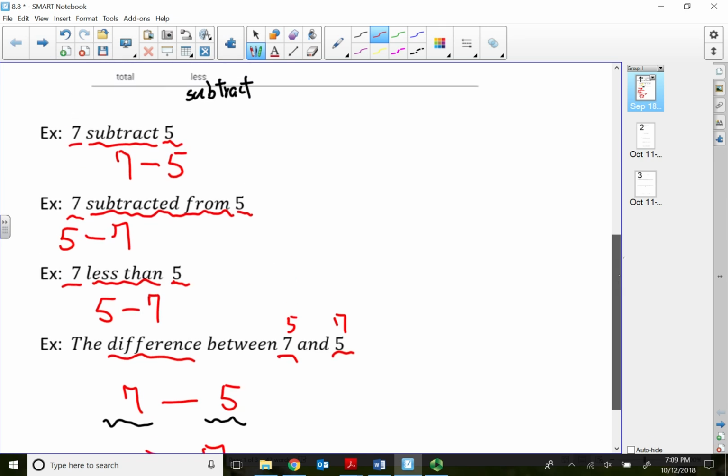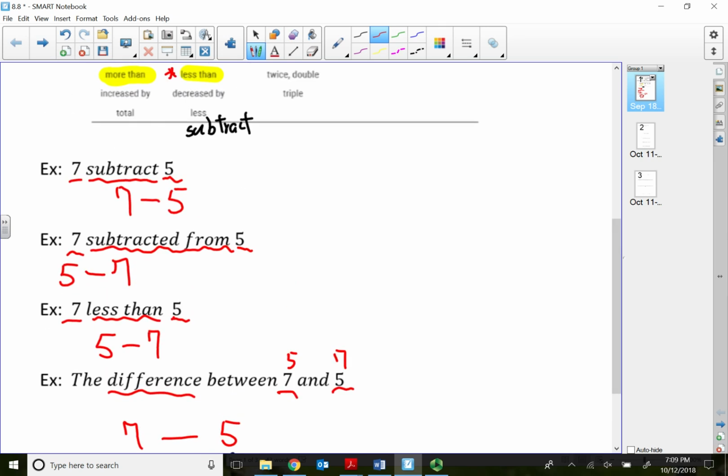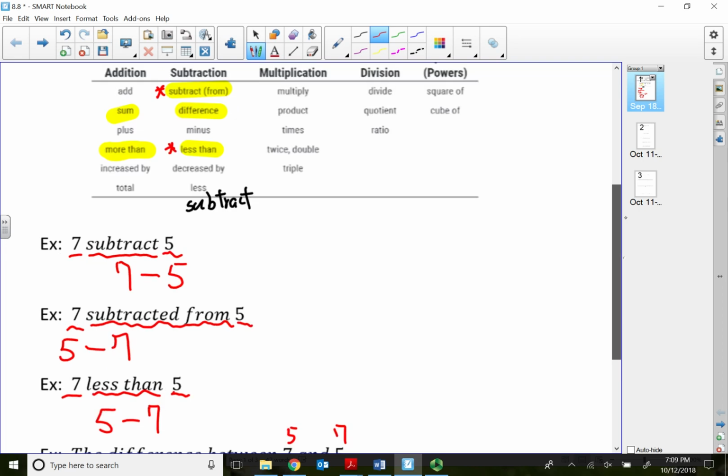So that's for subtraction. With the wording less than and subtracted from, just remember we have to translate those backwards.